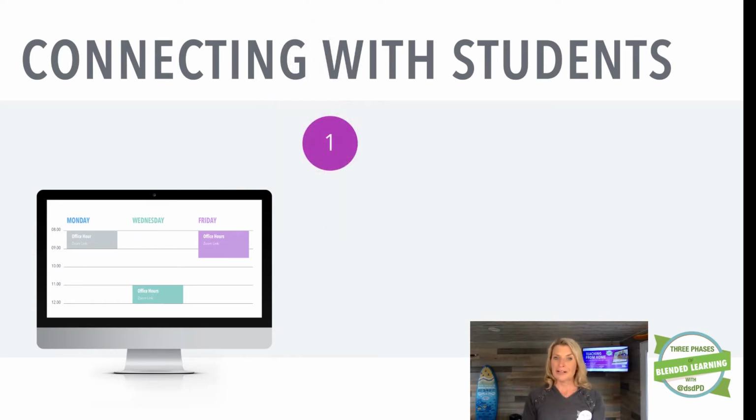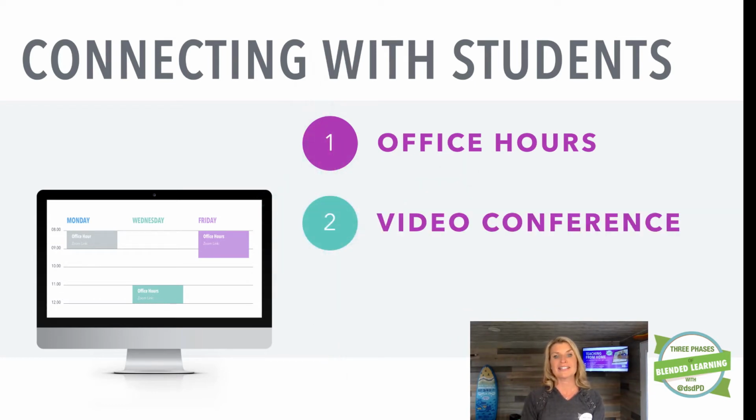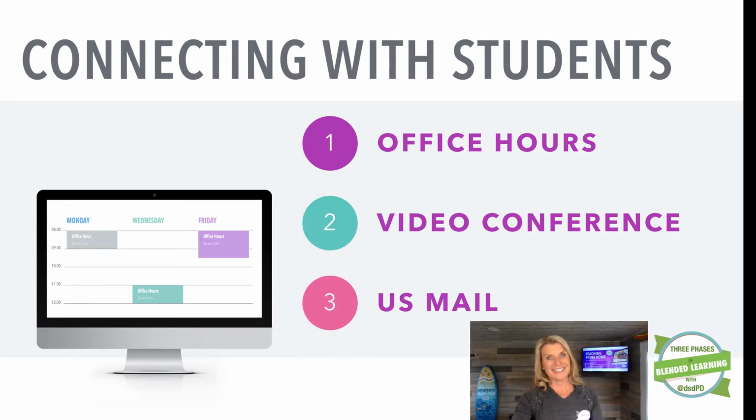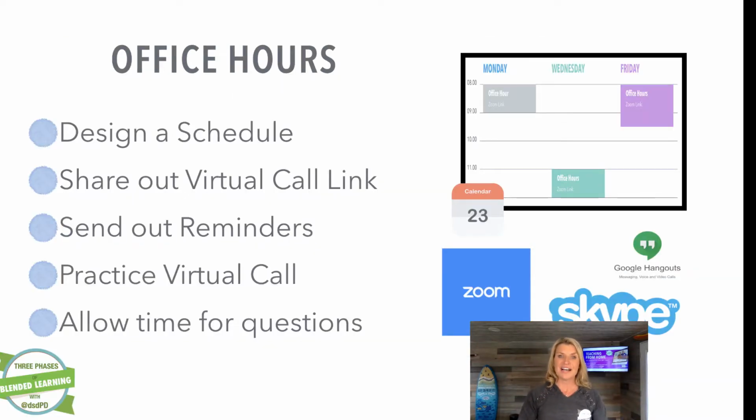So I'm going to go through three key aspects. Number one, set up office hours. Number two, video conferencing and what that looks like. And number three, I like this one, US Mail. Sometimes there are going to be glitches in the system, and I'm going to talk about how US Mail could actually be one thing that we're seeing happening with our students to make sure we still have that connectivity with them. All right, office hours.